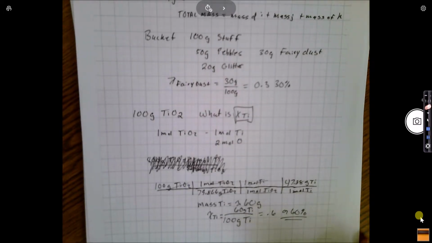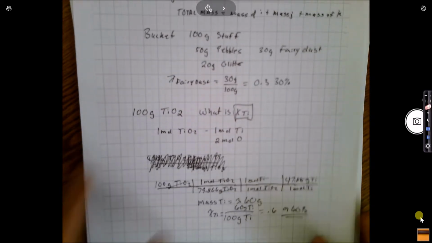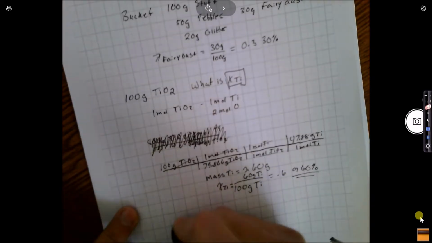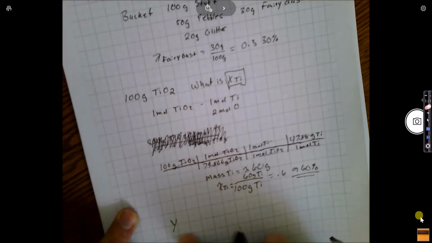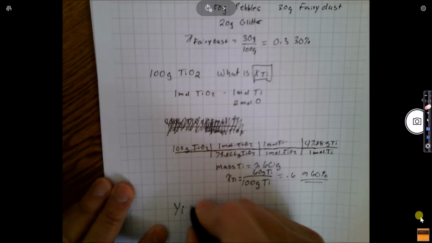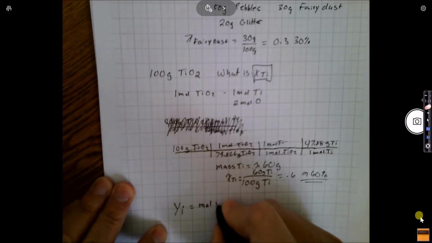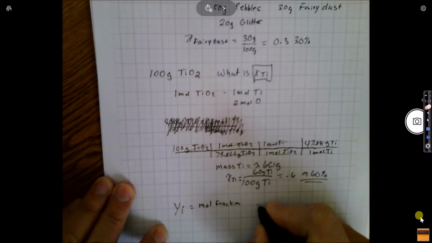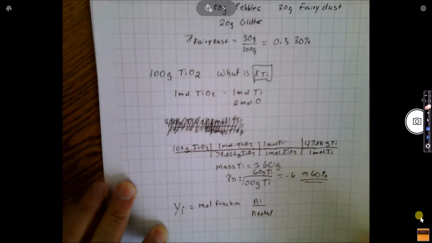The other fraction we care about, as I said before, is mole fraction. And I kind of verbally did this. Mole fraction is given in terms of Yi. And Y, I don't know. Haha, pun. Get it? Okay, Yi is mole fraction, and it is Ni over N total. Okay, so very, very simple.